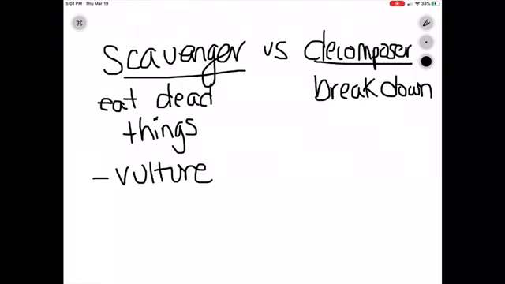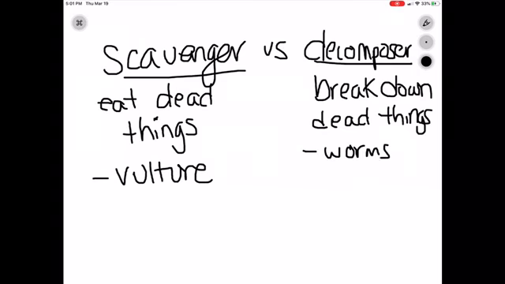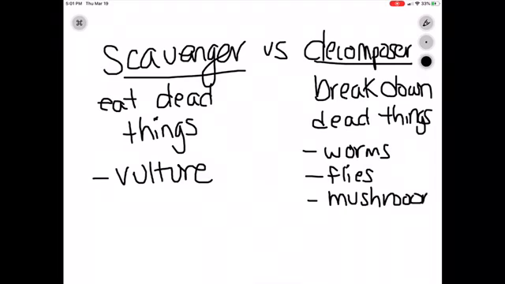The decomposers are going to come after the scavengers and break down anything that was left over from these scavengers. So example is worms, flies, mushrooms, etc. So they're going to break down these things back into Earth. So like I said before, mushrooms are heterotrophs.